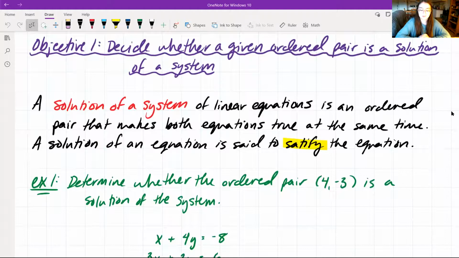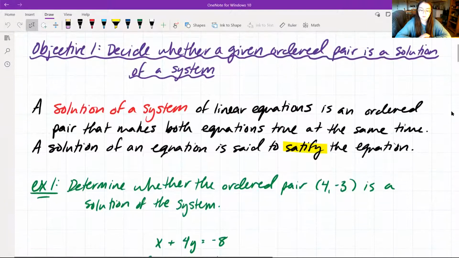So saying that, objective 1, we want to decide whether a given ordered pair is a solution of a system. A solution of a system of linear equations is an ordered pair that will make both equations true at the same time. A solution of an equation is said to satisfy the equation. So once we find our solution, we can also say, in other words, that the solution satisfies our equation. That being said, if you see that somewhere on a homework or exam, you know what that means.